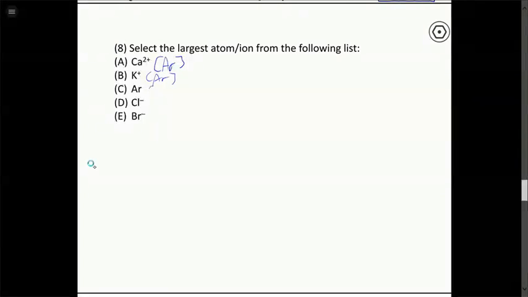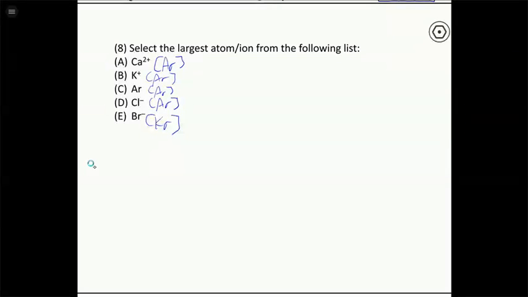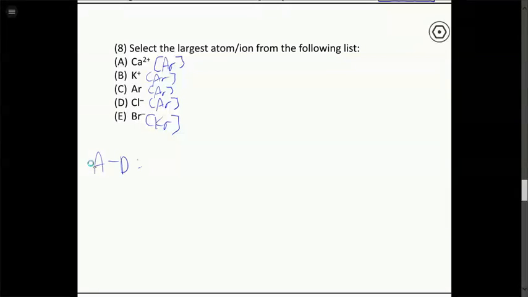So these are called isoelectronic when they have the same number of electrons. However, if we go to choice E, which is Br minus, that's one down on the periodic table. So this one has the configuration of krypton. All right? So it has a different number of electrons. So we can first compare choices A through D because they're isoelectronic. That means they have the same number of electrons.